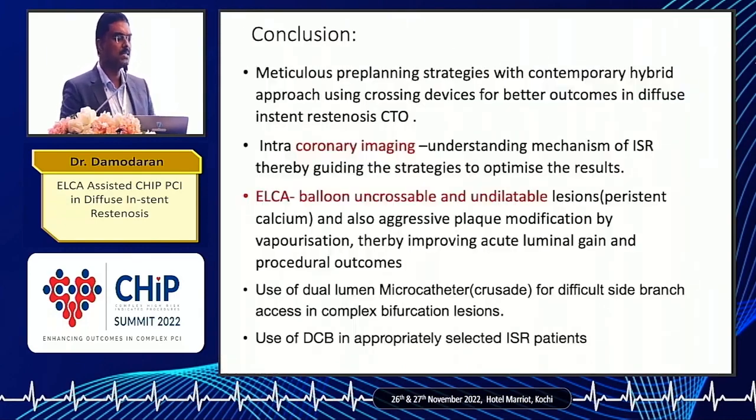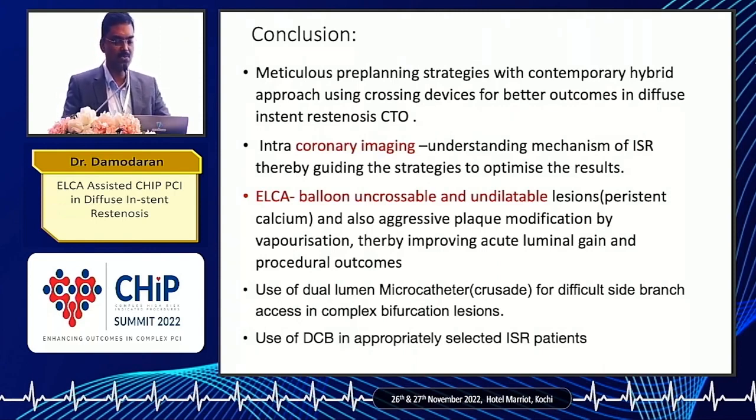The conclusion is, in any diffuse in-stent restenosis, we can't stick to one tool. Obviously, there are 3 things we need to understand. One is imaging guidance. That is very, very important to understand the mechanism of ISR. Number 2 is atherectomy, proper debulking with the device before putting in a restent or doing a DCB. So proper atherectomy or atheroablation only will increase the acute luminal gain. And we have to again check it with imaging.